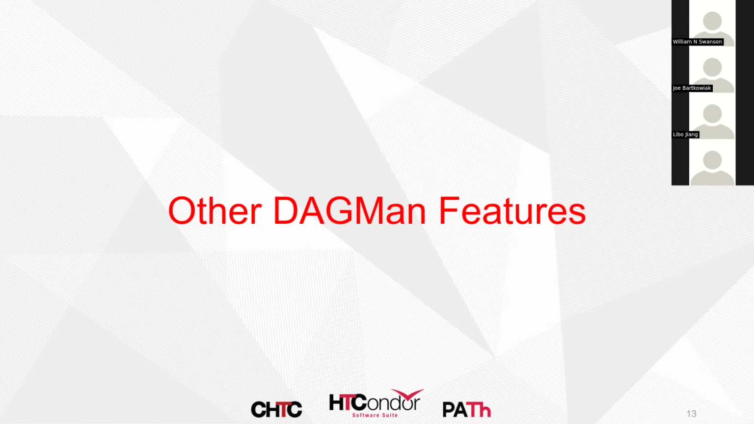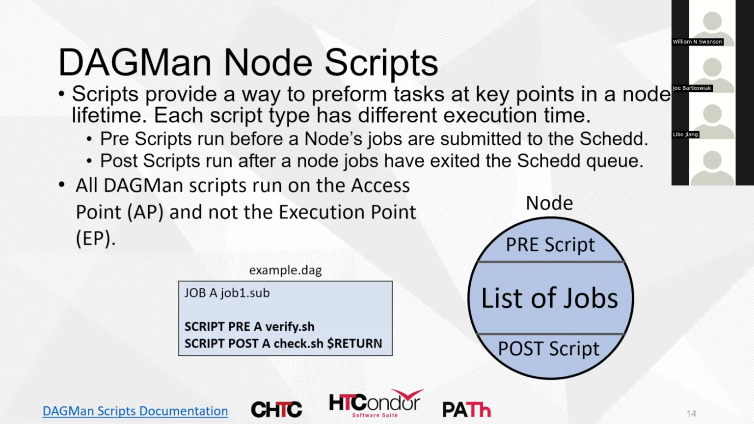But DAGMan does also provide a lot of other good features. The first one, if we go forward, is scripts. As I said earlier, scripts are part of the node structure. A script is a simple executable that will run at a relative time to your node's jobs. Two main types of scripts, pre and post. Pre-script, we run that before we submit your jobs for that node. A postscript will run once all the jobs in the list of jobs have exited the queue.